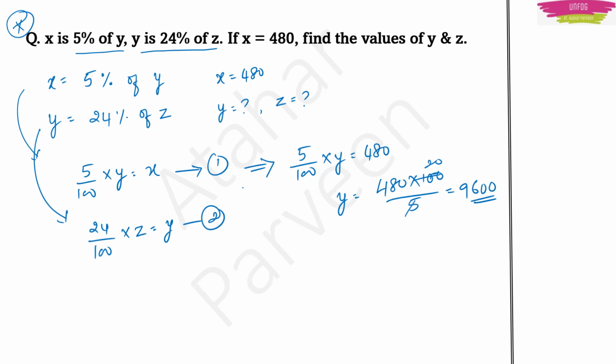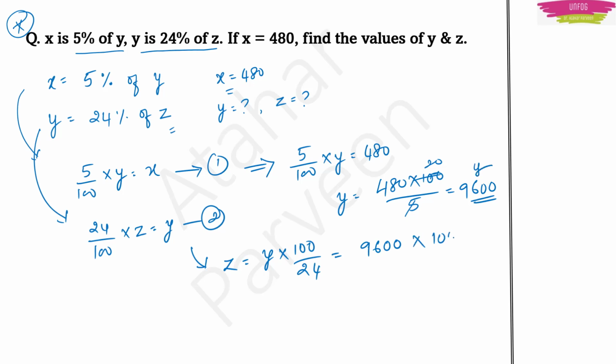Now I got Y. I have X. I can easily find Z, right? So I will take any equation. Maybe equation 2 only I will have to take, because I have to find Z, right? So here Z will be equal to Y into 100 by 24, right? So this will be equal to 9600, because this is Y now.